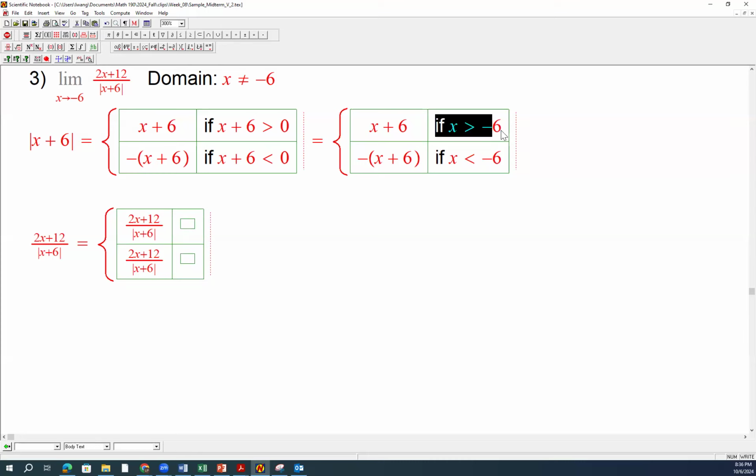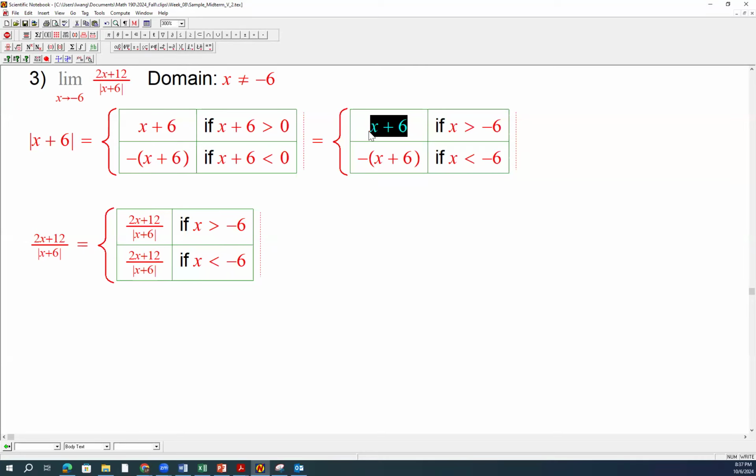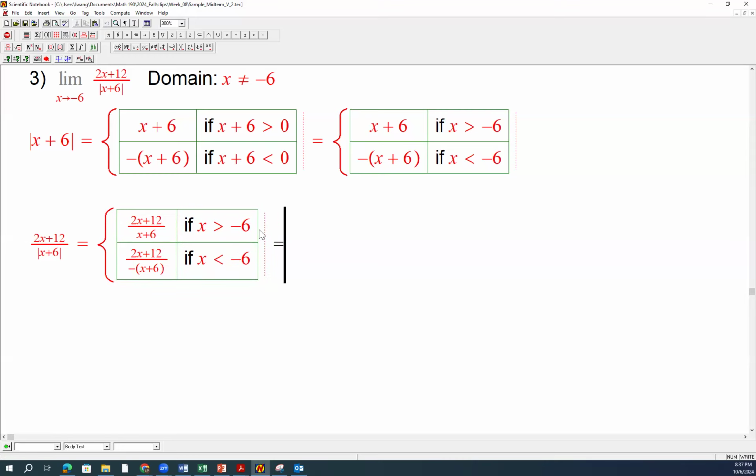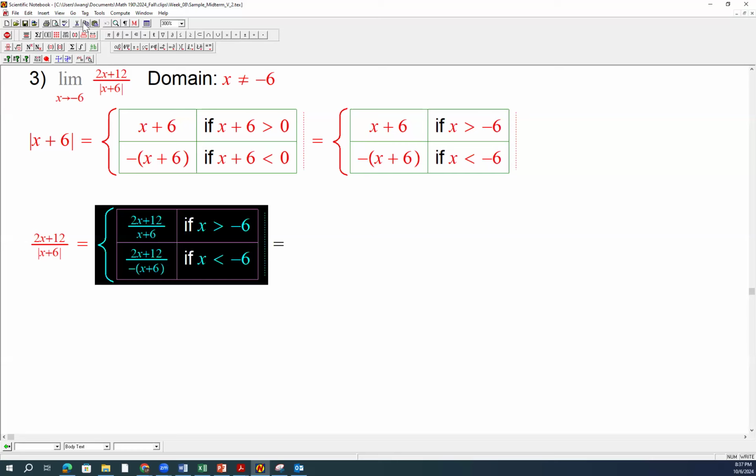One case is if x is greater than -6. I'm just going to copy and paste here. Then the absolute value of x plus 6 is the same as x plus 6. X plus 6 will just replace the absolute value. Otherwise, the negative of x plus 6 will replace the absolute value of x plus 6. You can see that.